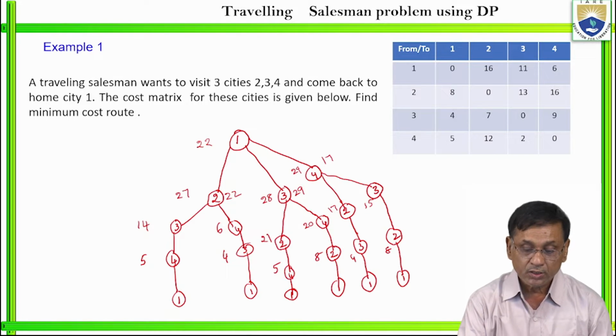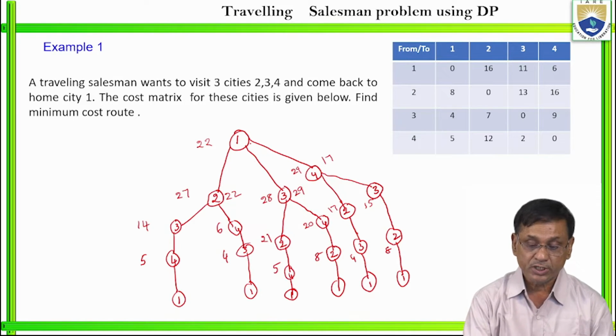Next, if the salesman goes from city 1 to 3 and 2, 3 to 2, 2 to 4, 4 to 1. So the cost is 28. If we select the route 3 to 4, 4 to 2, 4 to 1, the cost is 29.